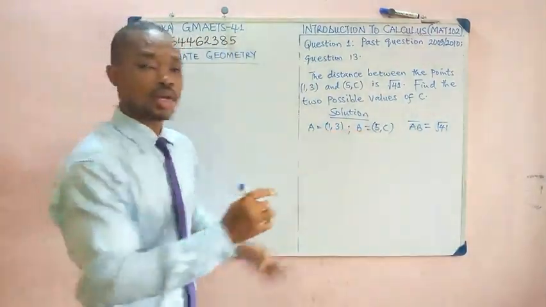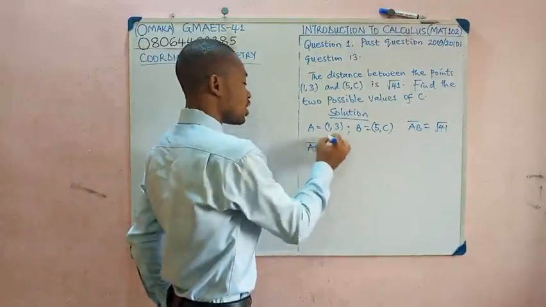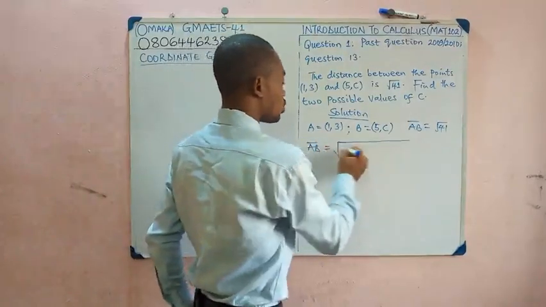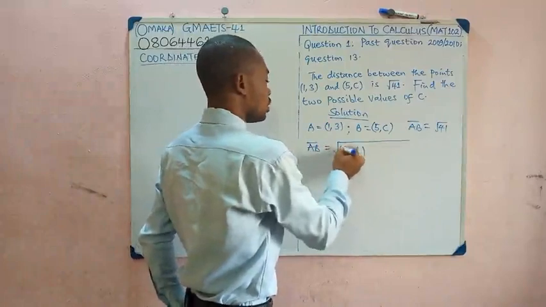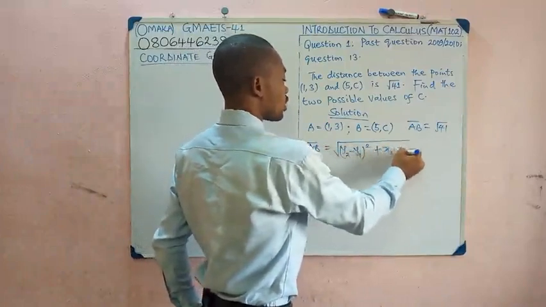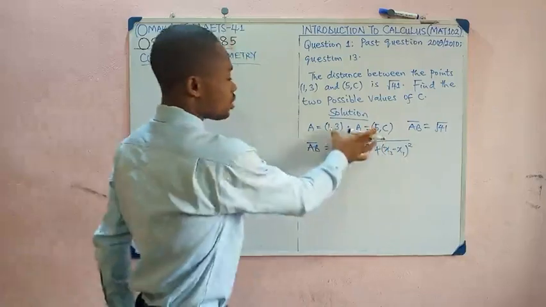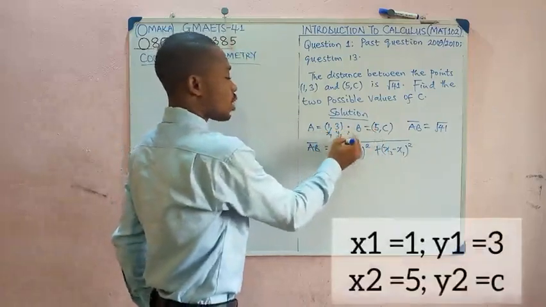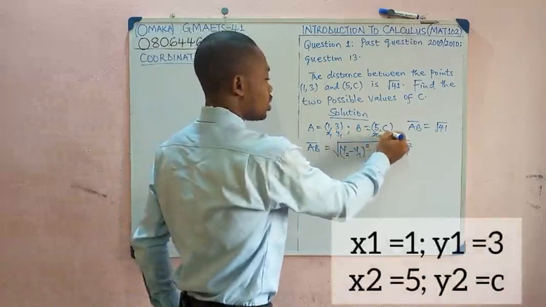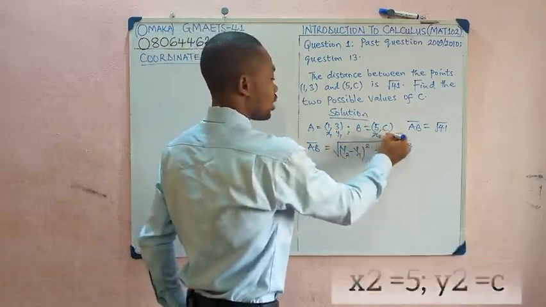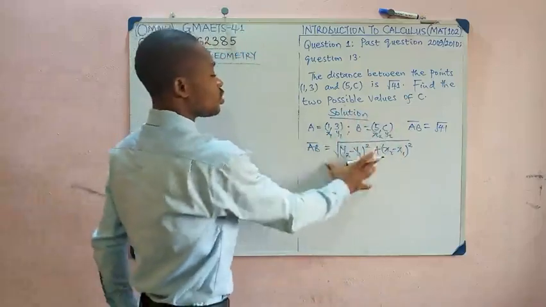Now, you recall the distance between 2 points formula. These are the 2 points. The distance AB is equivalent to the square root of (y2 minus y1) squared plus (x2 minus x1) squared. Now coming to these 2 points, these are x1 and y1. At point B, these are x2 and y2. So we can substitute these values into this formula.